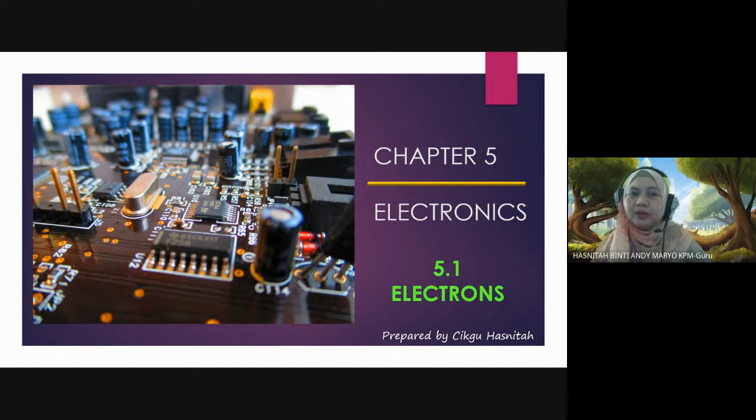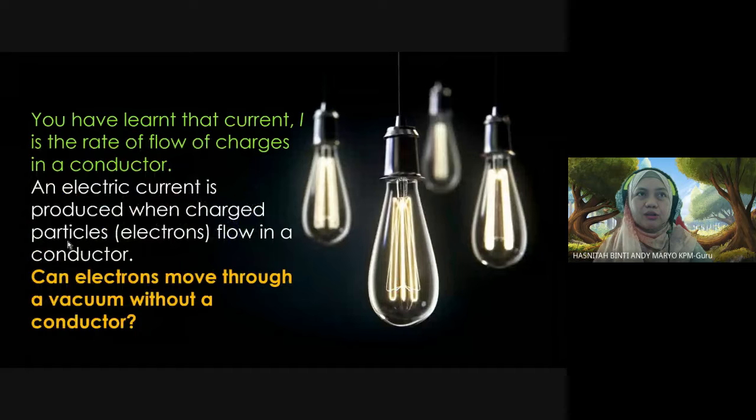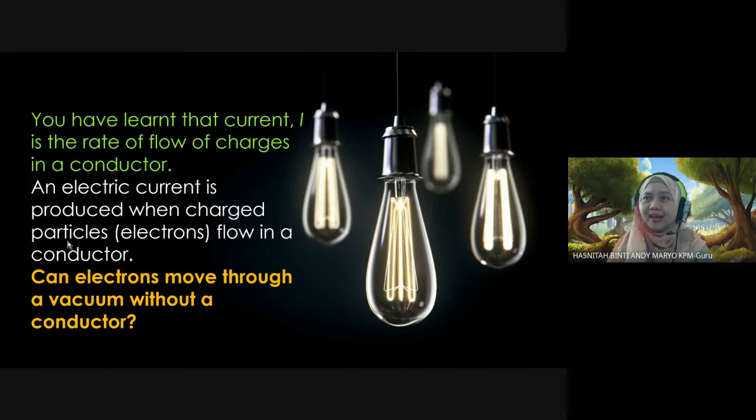So today we are going to have 5.1 and 5.2, and tomorrow we have another two to cover for your trial, 6.1 and 7.1. Okay, so this is chapter 5, electronics. We are going to discuss the first content standard, 5.1, electrons. It's a very short topic, and you can find it in your textbook from page 174 until 180. Those are the pages.